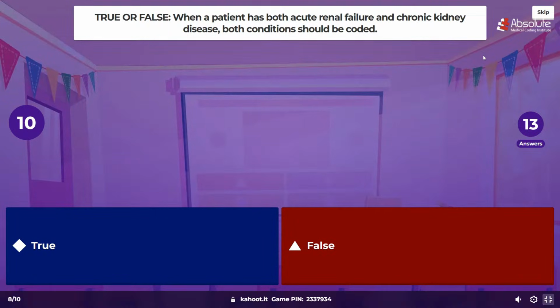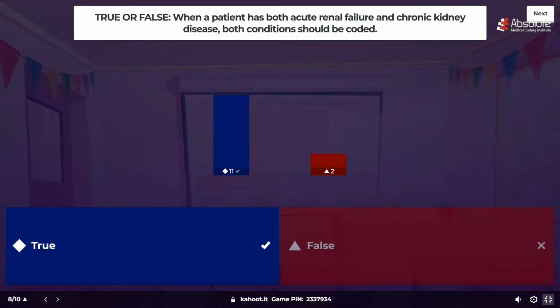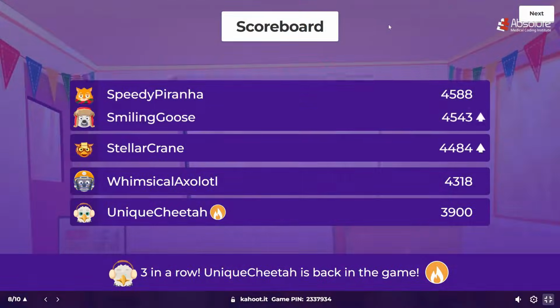All right, 10 more seconds. And you can find these all in our guidelines section. All right, it is going to be true. Both conditions should be coded. Great work, everybody.